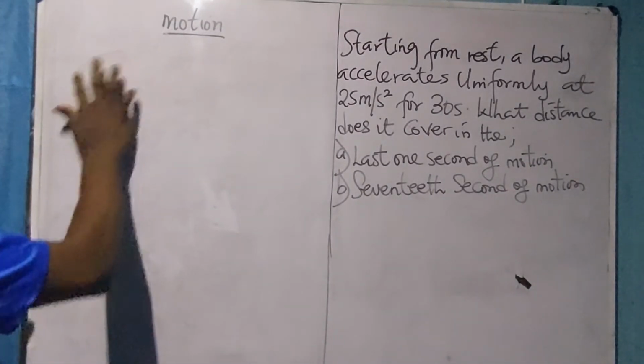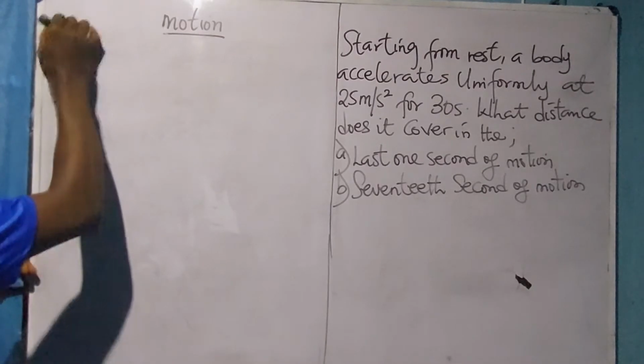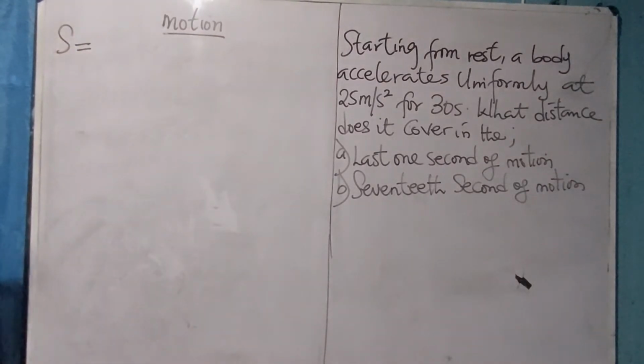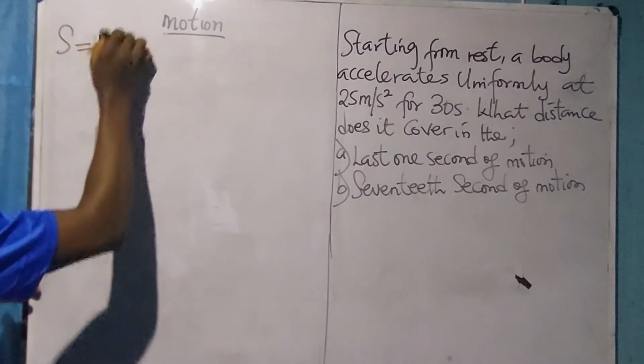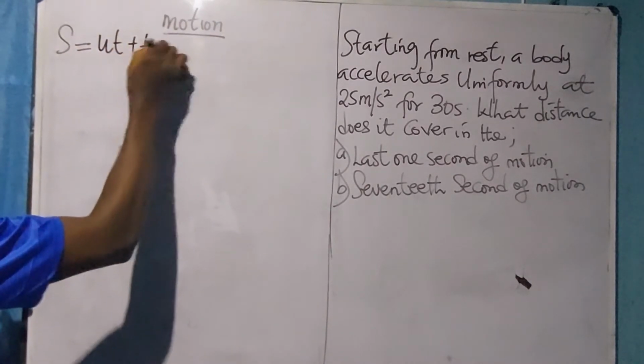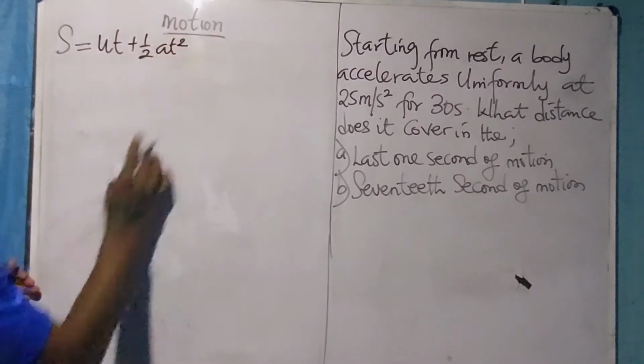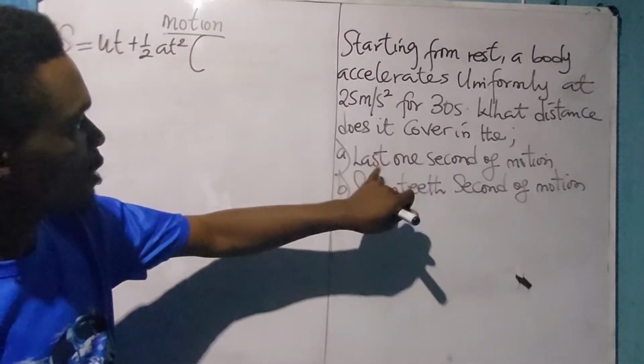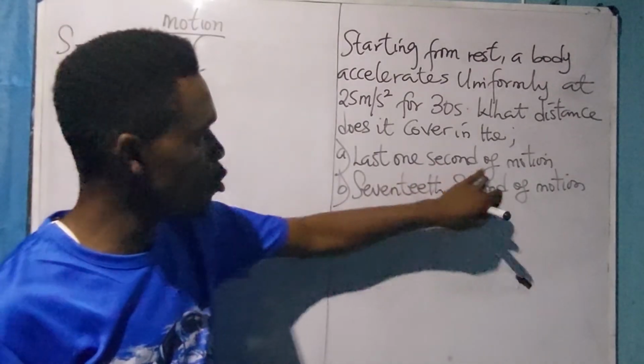This is what you do. Don't forget the distance formula, which is S equals ut plus half at squared. All right, now there's something you should take note of. They said in the last 1 second of motion.